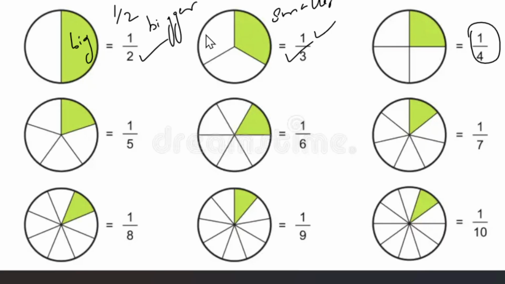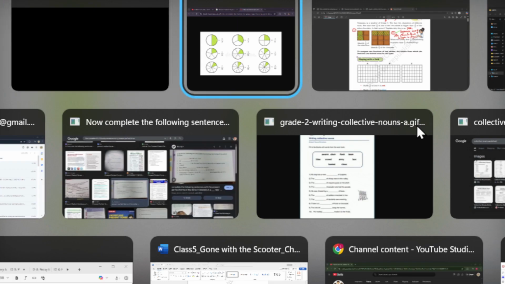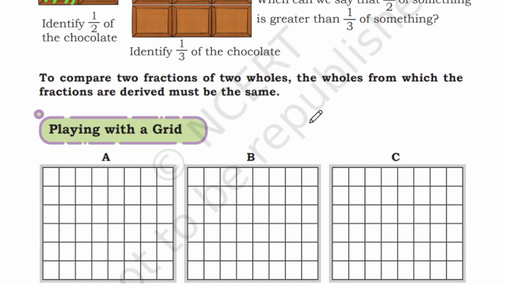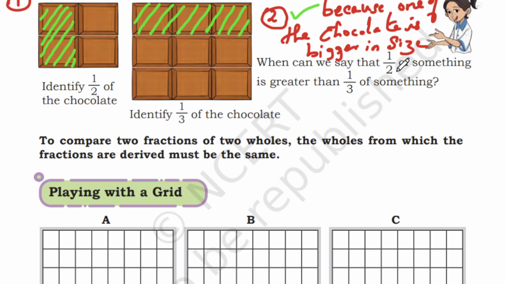Okay, now let's go to the lesson. So when can we say 1 by 2 of something is greater than 1 by 3? We can say when we have the equal size of the whole.